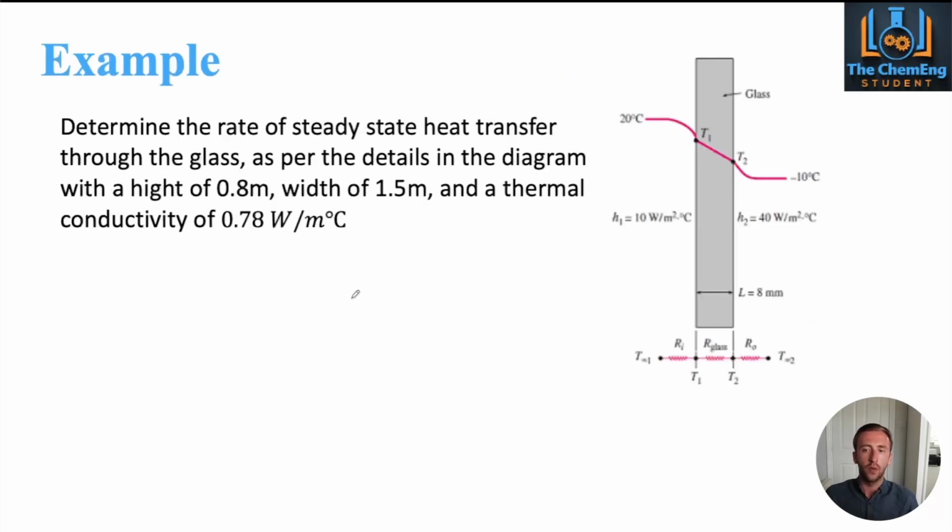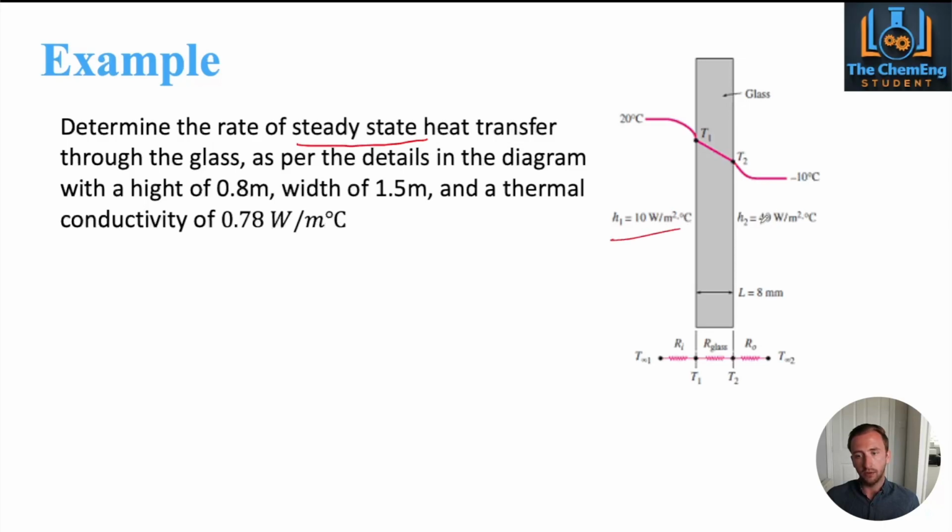Now let's take a look at a working example. We'll put it all together and see how we actually solve this system. What we want to do is determine the rate of steady state heat transfer through this piece of glass. As per the details in the diagram, we have a height of 0.8 meters, a width of 1.5 meters, and a thermal conductivity of 0.78 watts per meter degrees Celsius.